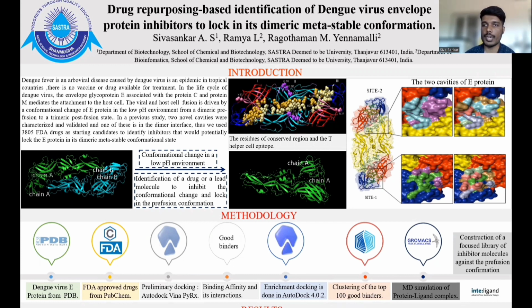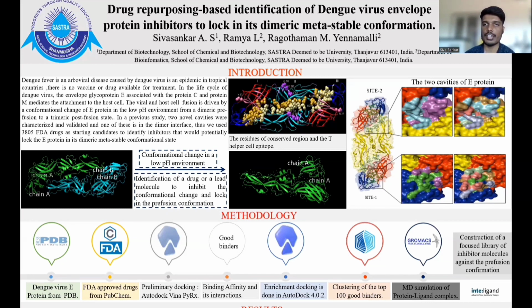In the life cycle of dengue virus, the envelope protein E, which is associated to protein C and protein M, plays a significant role in the attachment of the viral cells to the host cells. The viral and host cell fusion occurs due to a conformational change in this envelope protein at a low pH environment. This conformational change is from a dimeric pre-fusion state to a trimeric post-fusion state. This conformational change causes the entry of dengue virus into the host cells during the course of infection.